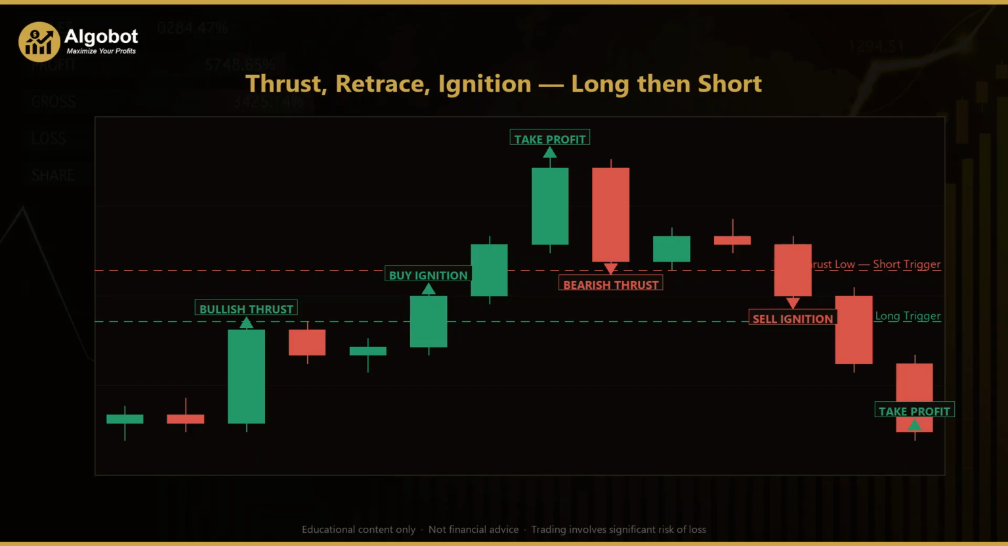Notice how identical the two patterns are, just flipped. This is the fully symmetric thrust, retrace, ignition cycle. And of course, this is a clean illustration for educational purposes only.